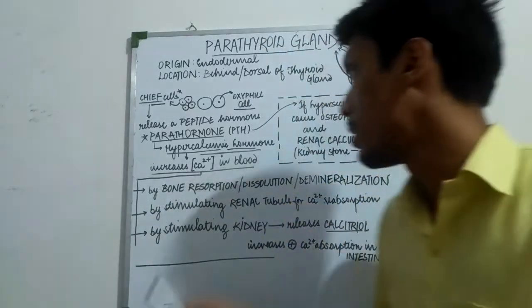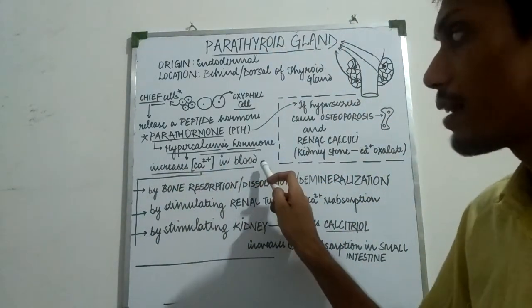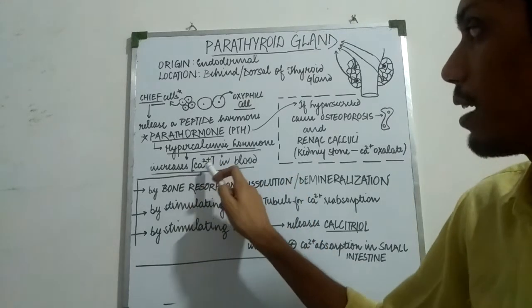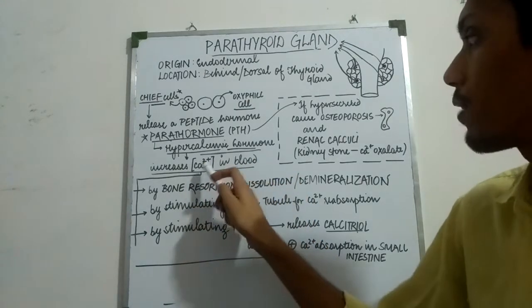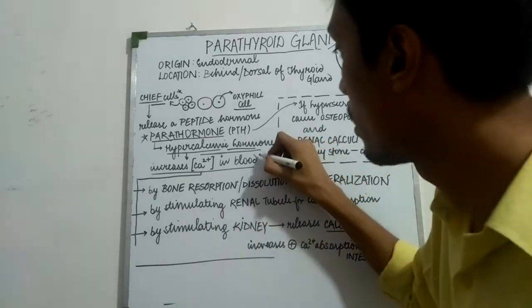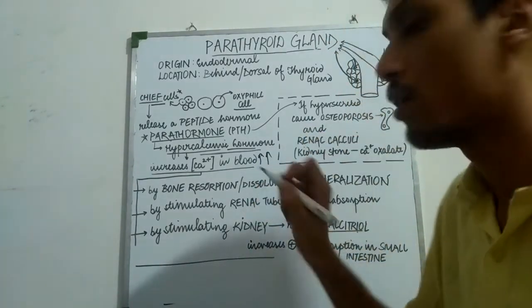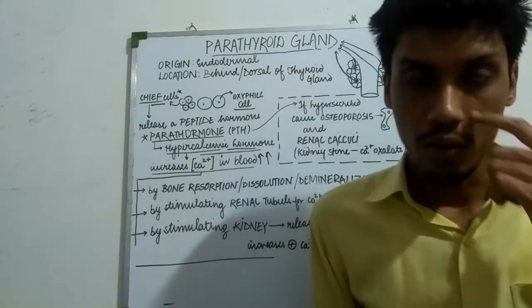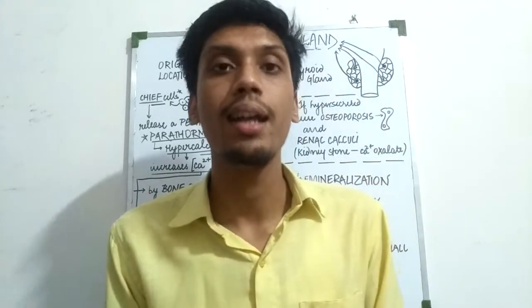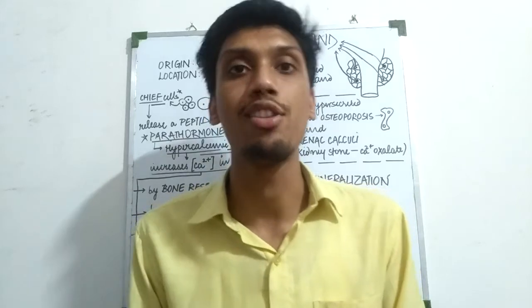Okay, means it increases the level of calcium in your blood. Second thing, increases the level of calcium. This bracket represents the concentration of calcium in the blood, which increases. The level of concentration in your blood increases. Now we are concerned with how it increases the concentration of calcium in your blood.